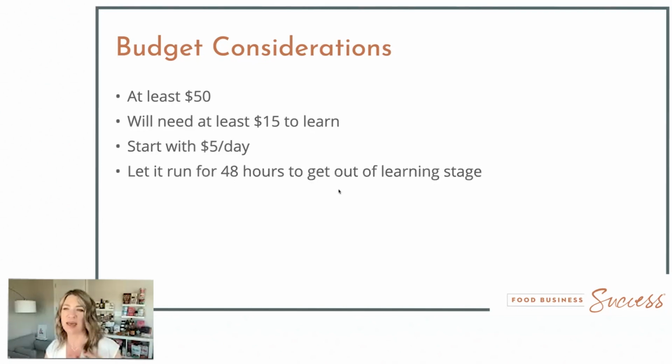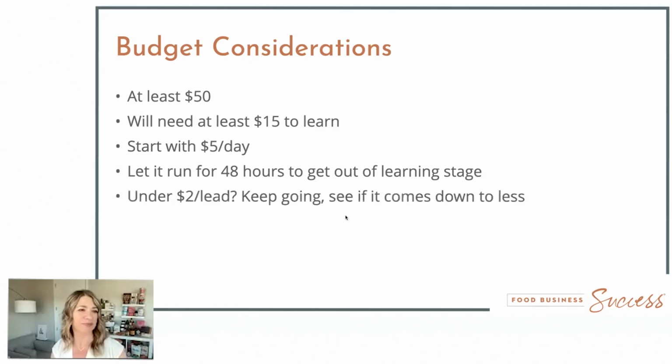You need to let that money run for at least 48 hours to get out of the learning stage and start showing you what's working. And yeah, so set it, forget it, put a reminder on your calendar to come back 48 hours later and see what's going on. And then you can turn off ads that aren't working. Like I said, if it's under $2 a lead, keep going. See if it'll come down to less. You may want to make some tweaks and play with it more, but under $2 a lead, you're doing great. If it does start going up, you may want to stop it.